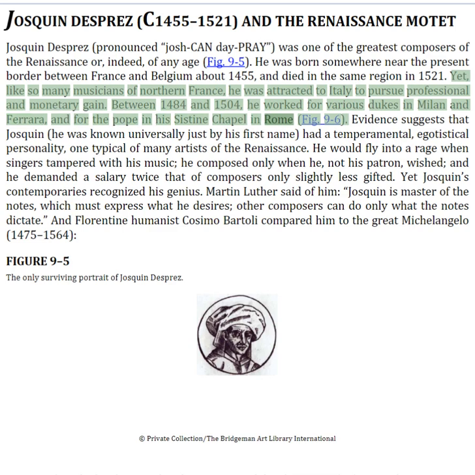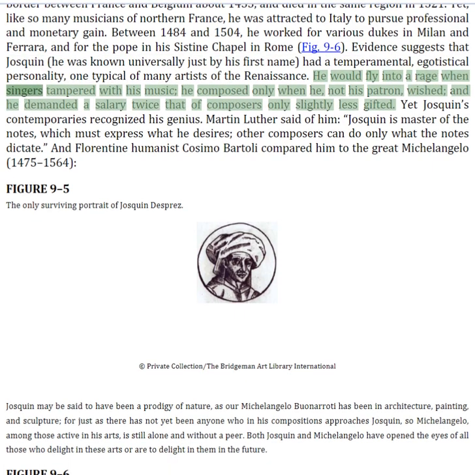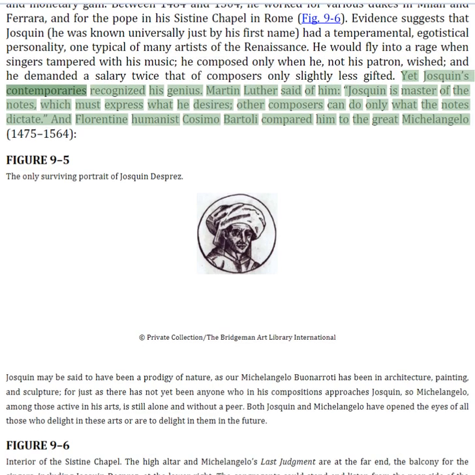Evidence suggests that Josquin had a temperamental, egotistical personality, one typical of many artists of the Renaissance. He would fly into a rage when singers tampered with his music. He composed only when he, not his patron, wished, and he demanded a salary twice that of composers only slightly less gifted. Yet Josquin's contemporaries recognized his genius. Martin Luther said of him, "Josquin is master of the notes, which must express what he desires. Other composers can do only what the notes dictate." And Florentine humanist Cosimo Bartoli compared him to the great Michelangelo.